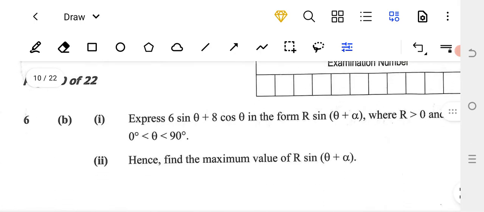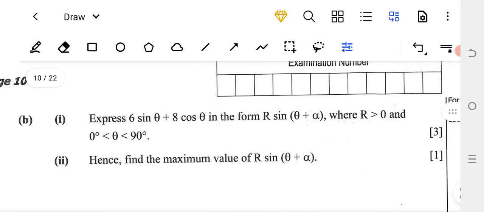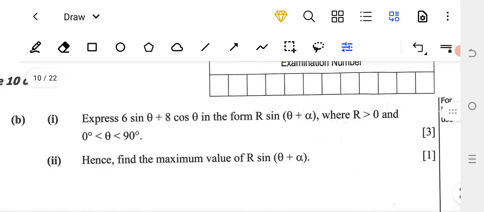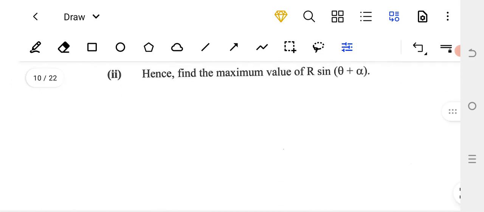Now we're going to go to question 6.B.1, which says express 6 sine theta plus 8 cos theta in the form r sine theta plus alpha, where r is greater than 0 and 0 degrees is less than theta, which is less than 90 degrees, carrying only 3 marks because of how simple it is.